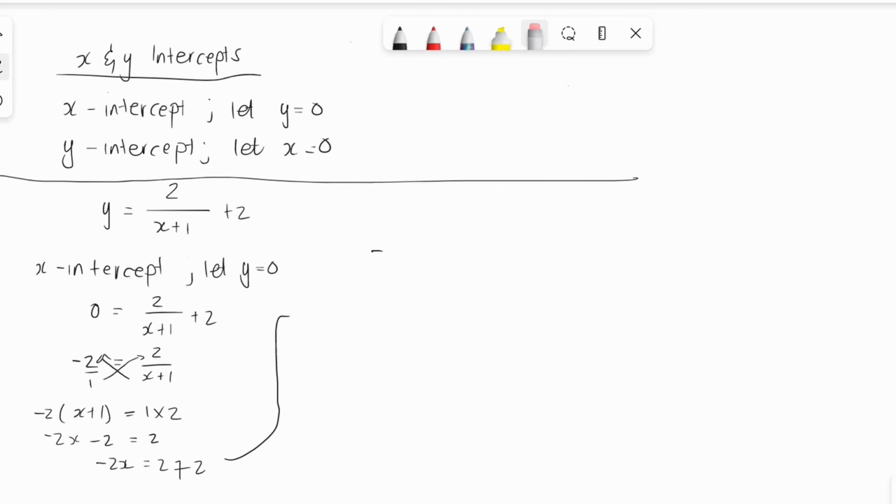Let me erase this one. So I'm going to move it here, right? So it's going to be negative 2x equals what? Positive 4. Then I'm going to divide both sides by negative 2, because I want the x alone. So this and this are going to cancel out. Then x is going to be equal to negative 2. So the coordinates for this are going to be negative 2 and 0. So this is the coordinate for the x-intercept.